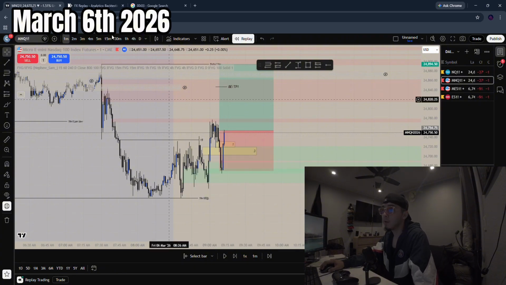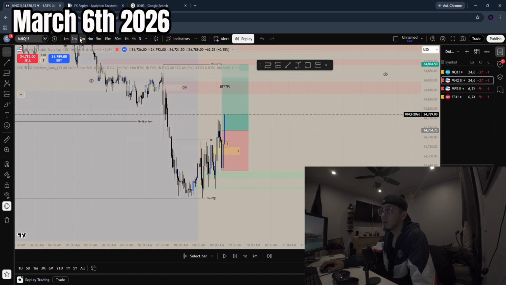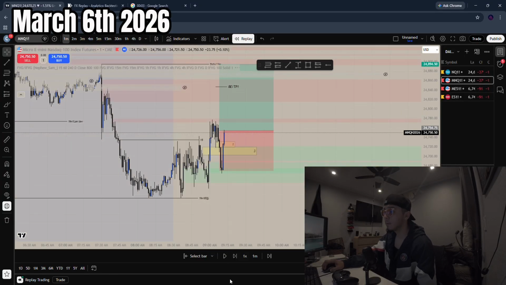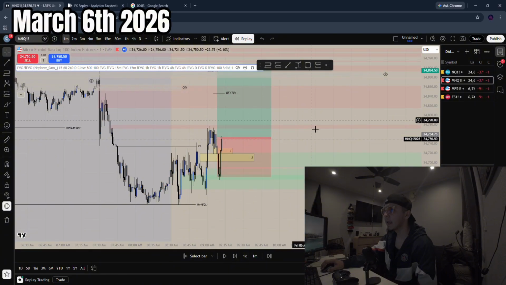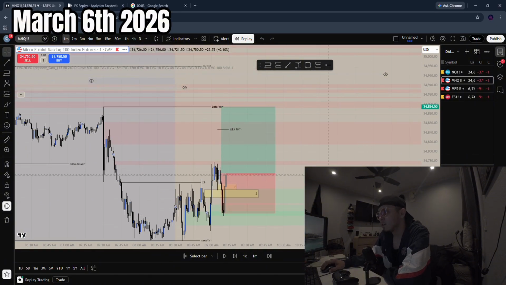Then we get this sharp V-shaped recovery. I entered off of this 1 minute fair value gap. Yeah, so it was respecting the 3 minute, inverse the 1. I think I had a late entry. Liquidity at data highs, 1 hour highs, and TP number 1 break even was gonna be at this 1 minute inside the fair value gap.